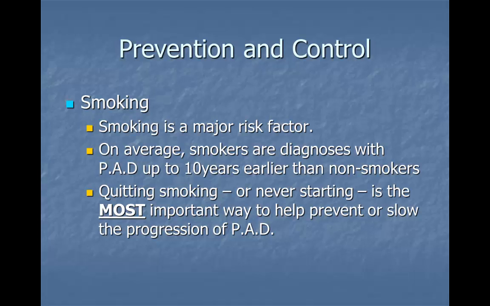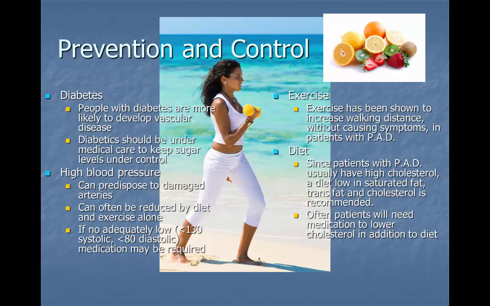Also, you have to concentrate on the risk factors. Smoking cessation is one of the major risk factors, and quitting smoking is a very important part of treatment. For diabetes, try to control blood sugar. Also, for high blood pressure, the best antihypertensive medication for peripheral artery disease, if it's not contraindicated, is ACE inhibitors.